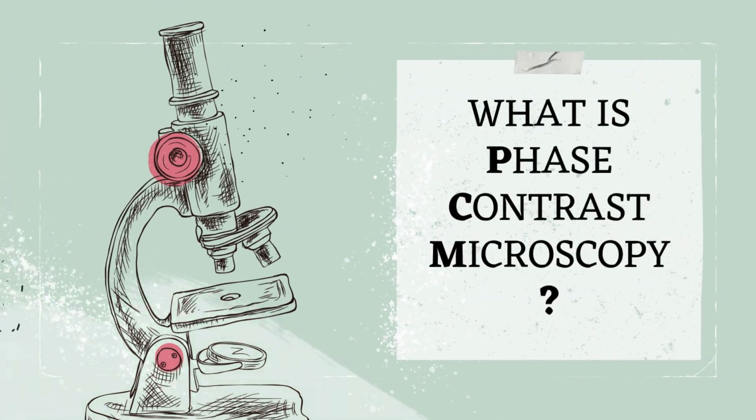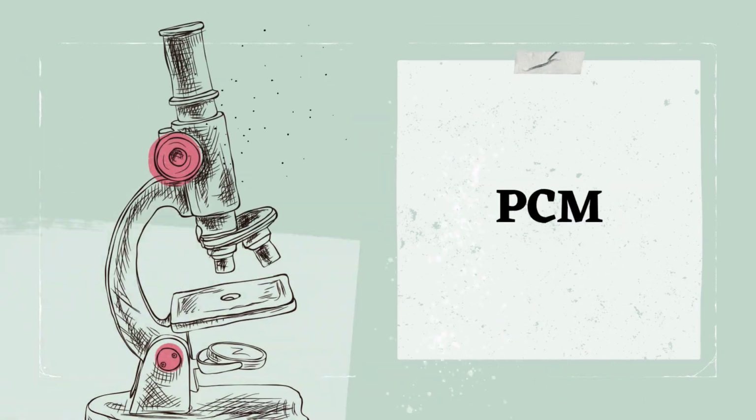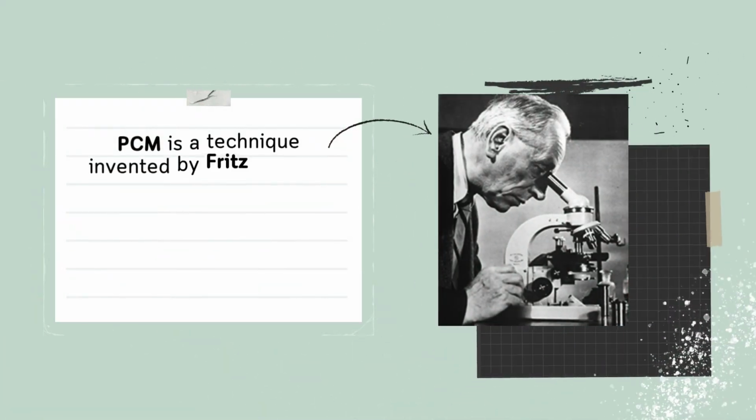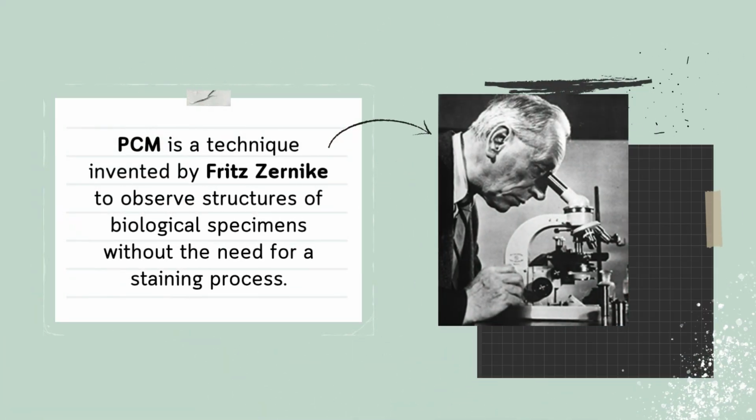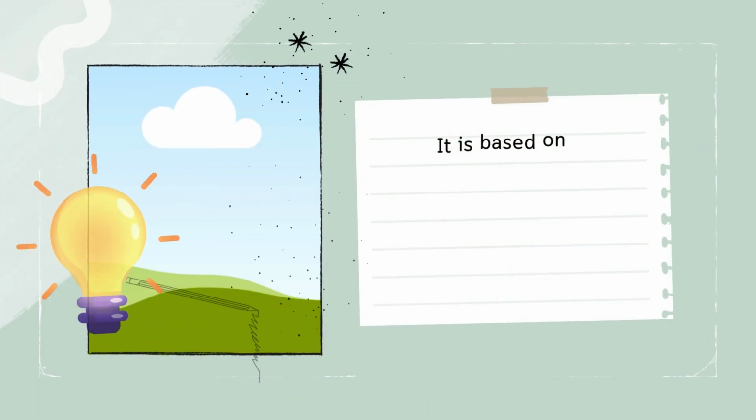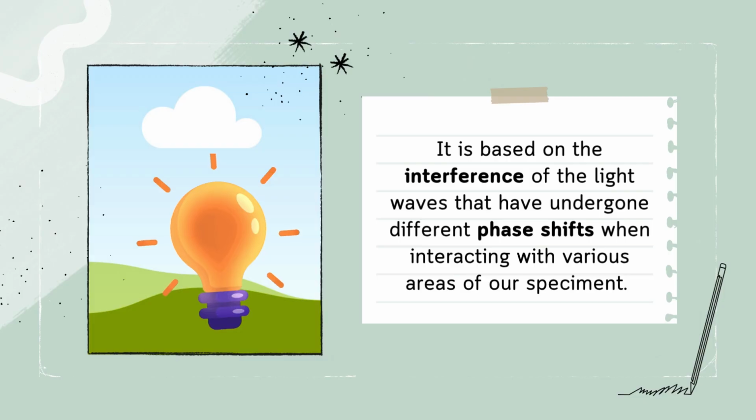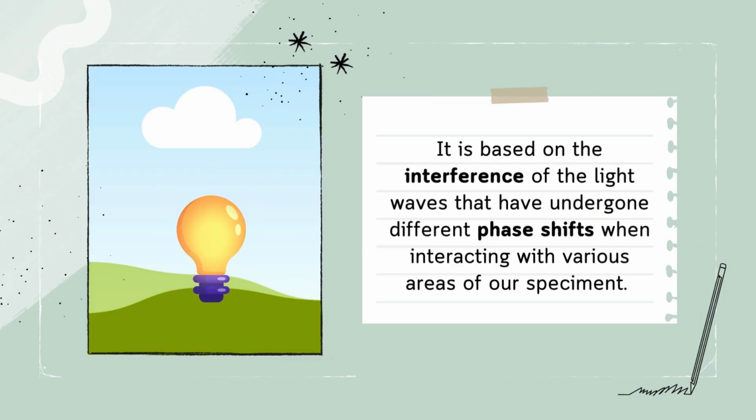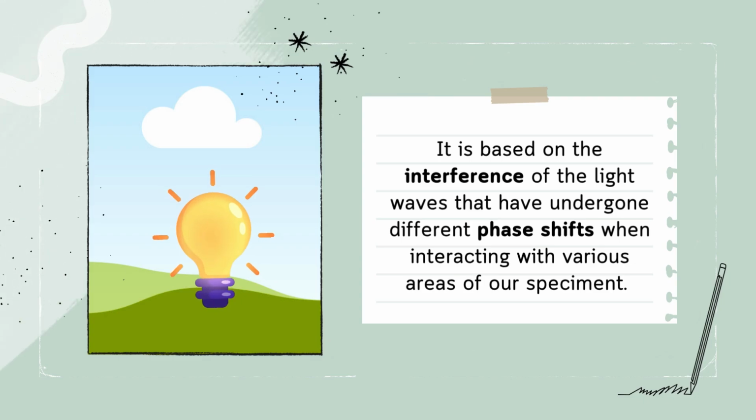What is phase contrast microscopy? Also called PCM, phase contrast microscopy is a technique that was invented by Fritz Zernike. The final goal of this approach was to observe a biological specimen and sample without the need of any staining process. This type of technique is based on the interference of the light waves that have undergone different phase shift when interacting with various areas of our sample.